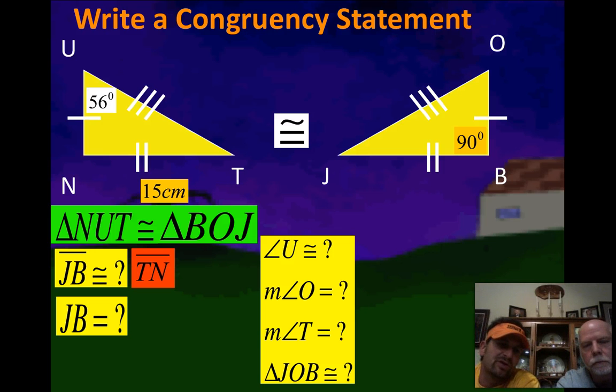Well, we just use what I did previously. If I know TN is the same as JB, and I know that TN is 15, well then JB's got to also be 15. We got to notice that NT is set aside there, labeled as 15. And so if they're congruent, then JB has to be 15 centimeters as well.